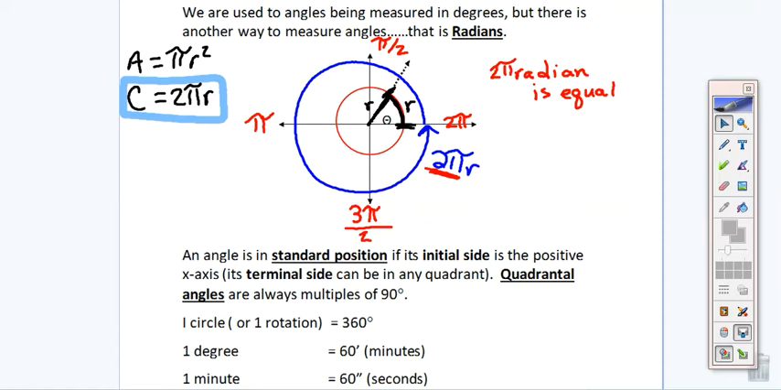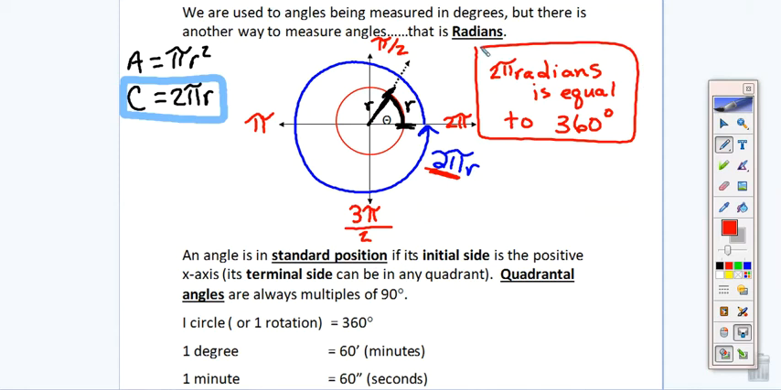This should have been radians. There shouldn't have been a D up there. My mistake. Okay. Good thing they're not paying me to be the English teacher today. 2 pi radians is equal to 360 degrees. Okay, you might want to box that in. That's kind of important to us. That'll be very important moving forward, okay?